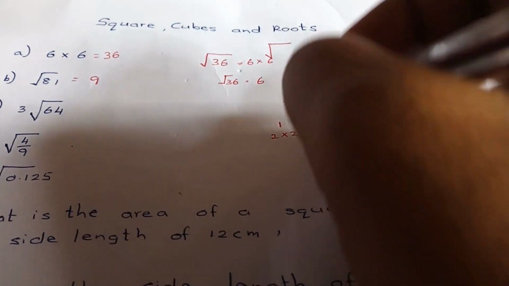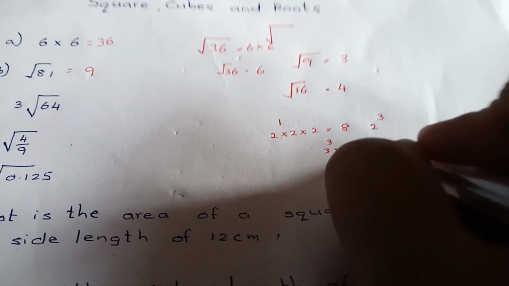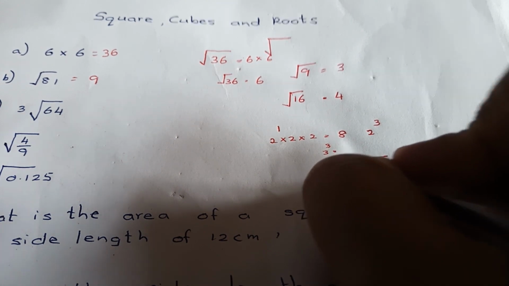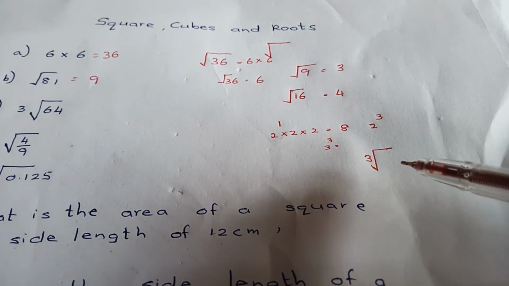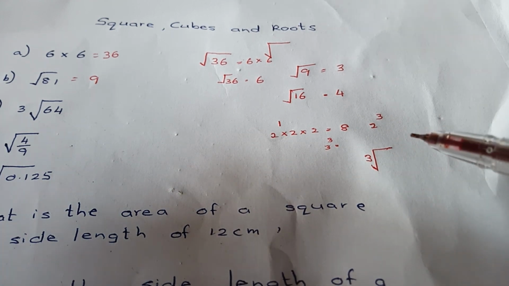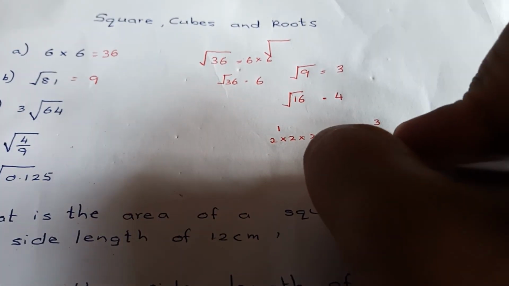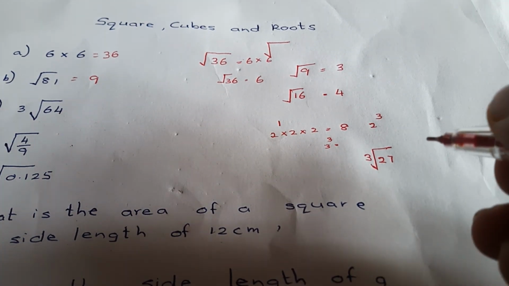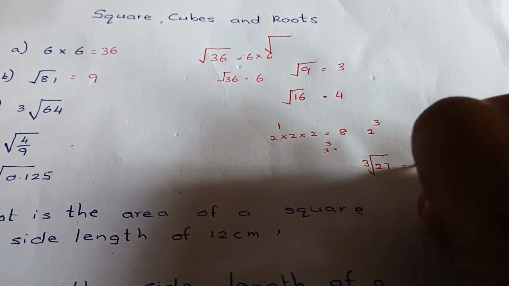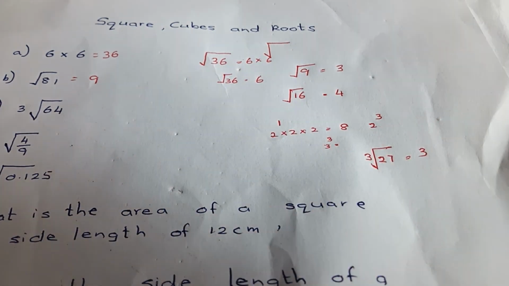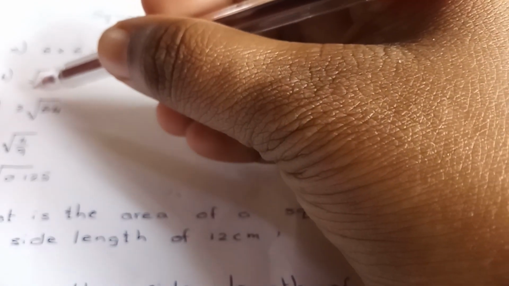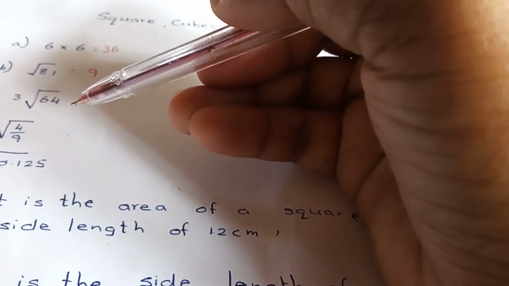Next we study this symbol. This is the symbol of cube root. So what's the cube root of 27? Cube root of 27 is 3. What's the cube root of 8? Cube root of 8 is 2. Okay, right. This question: cube root of 64. What's the cube root of 64? It's 4.